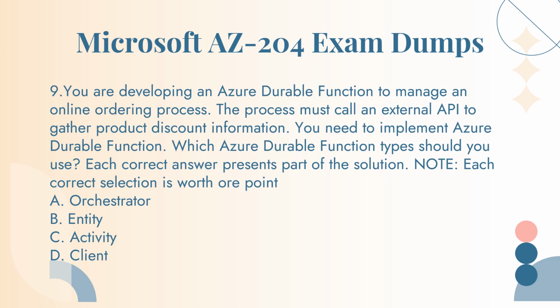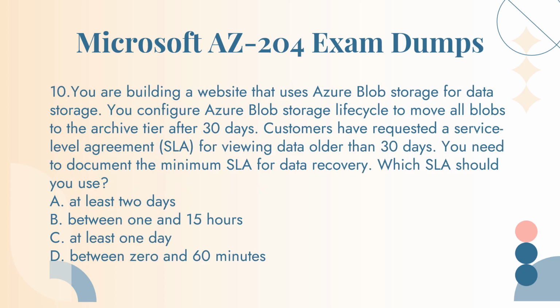9. You are developing an Azure Durable function to manage an online ordering process. The process must call an external API to gather product discount information. You need to implement Azure Durable function. Which Azure Durable function types should you use? Each correct answer presents part of the solution. Note: each correct selection is worth 1 point. A. Orchestrator. B. Entity. C. Activity. D. Client.